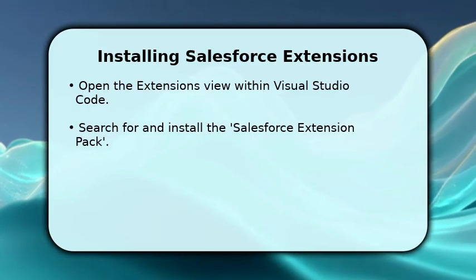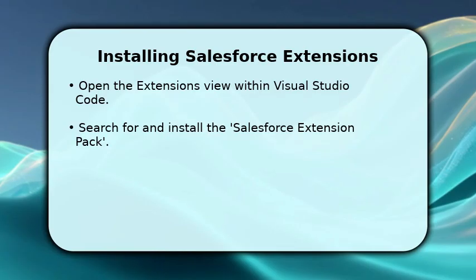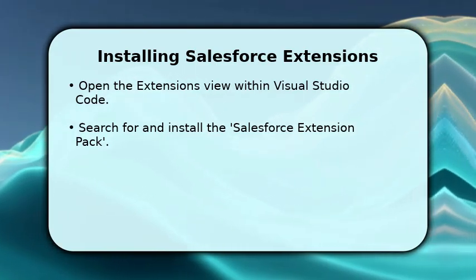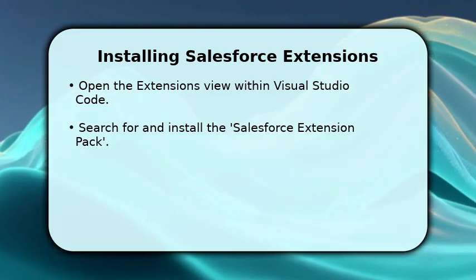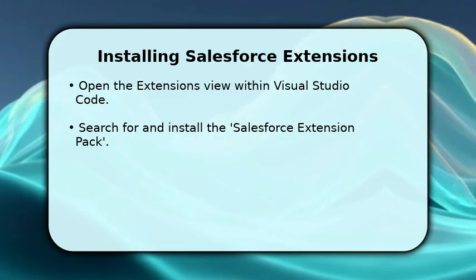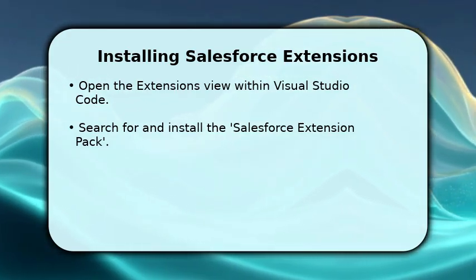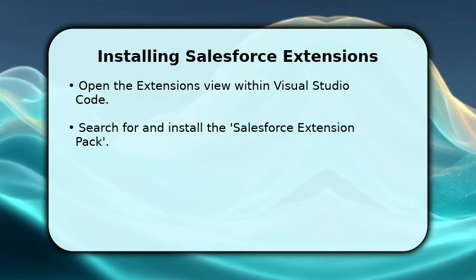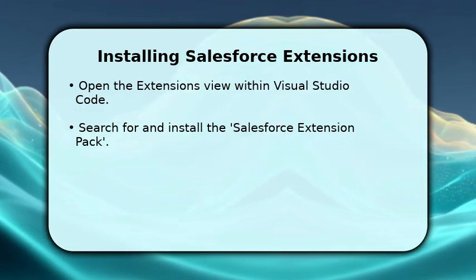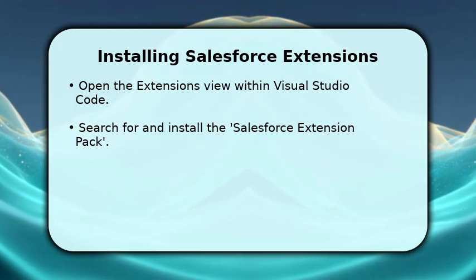Once Visual Studio Code is installed, the next crucial step is to add the Salesforce extension pack. Open the extensions view by clicking the square icon on the sidebar or pressing Ctrl-Shift-X. In the search bar, type Salesforce Extension Pack and click Install. This pack includes several extensions vital for Salesforce development, such as Apex, Lightning Web Components, and SOQL, providing features like syntax highlighting, code completion, and debugging capabilities, significantly enhancing your coding experience.